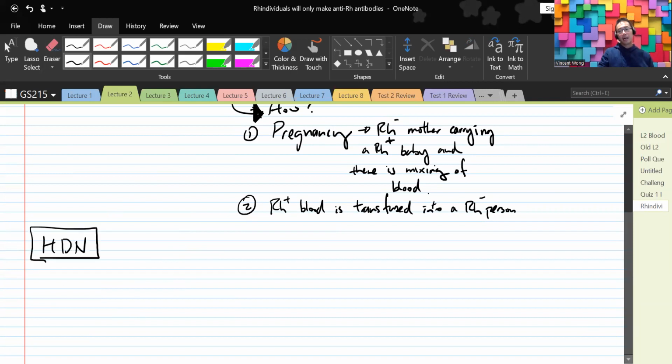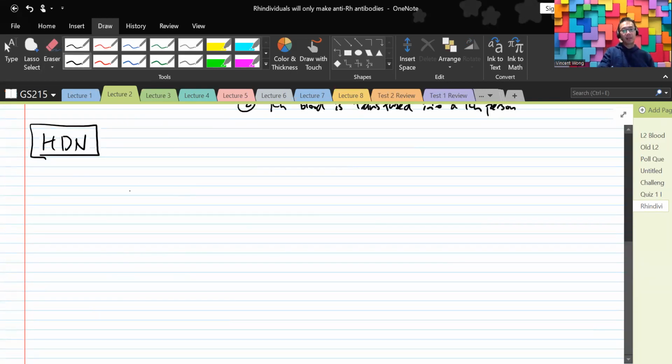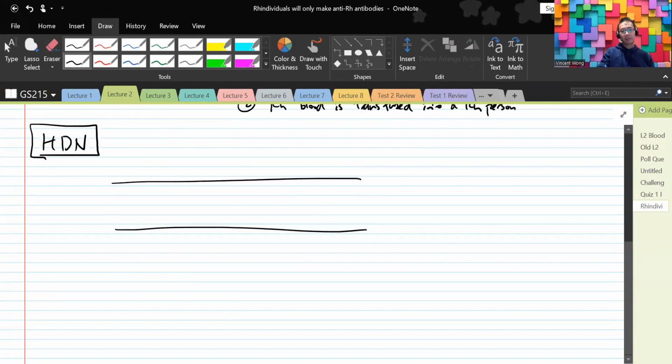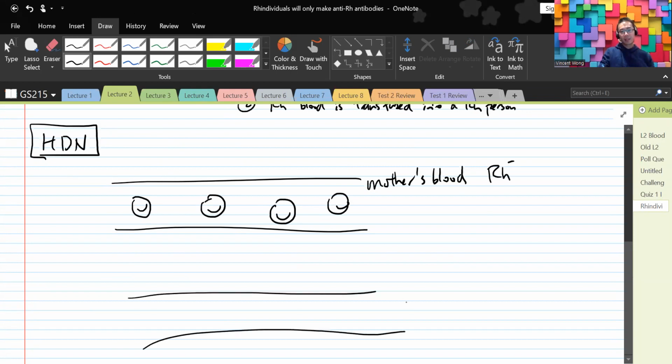Let me just quickly explain again. We have the mother's blood here, and let's say our mother is Rh negative. So we're going to draw some red cells. And this is the first baby. This is the baby's blood, the fetus blood, and this is Rh positive, because the father maybe is Rh positive, so they have a positive baby. Separating the mother's blood and the baby's blood is of course the placenta.